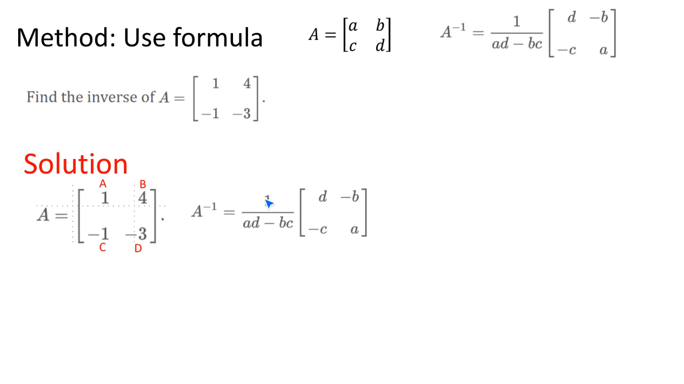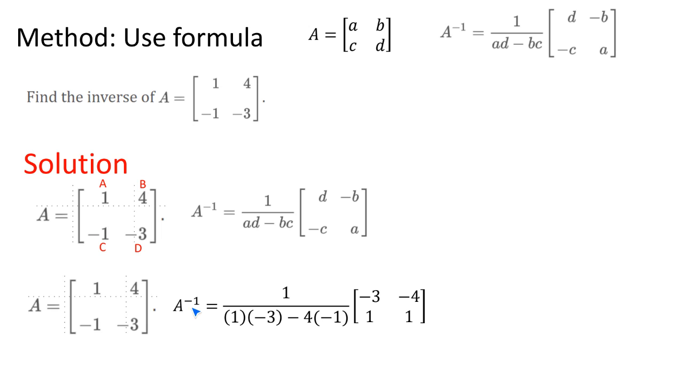And so I'm going to have the formula. I always like to write it next to my problem. And now I'm going to substitute these variables. So I have A inverse is equal to 1 divided by A. A is 1. D is -3. And then B is 4. And C is -1. So now inside the matrix, notice that I switched the 1 and the -3.